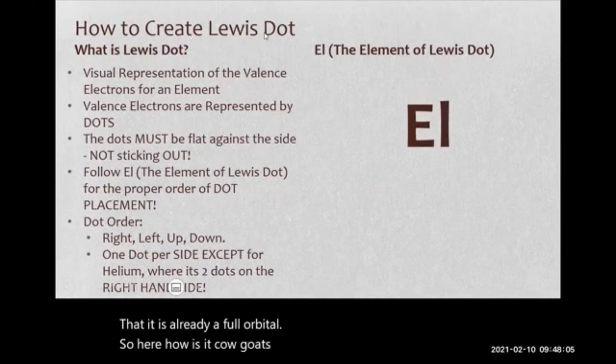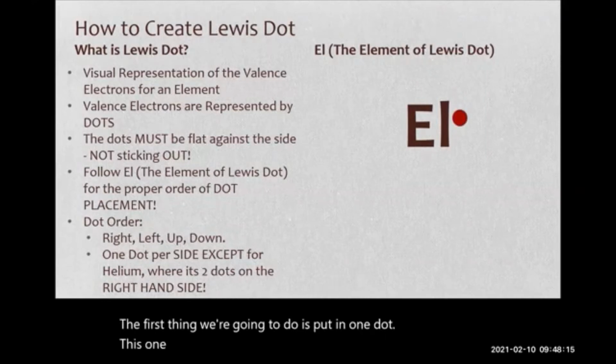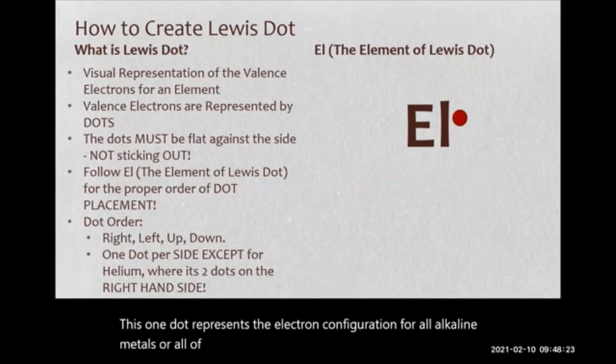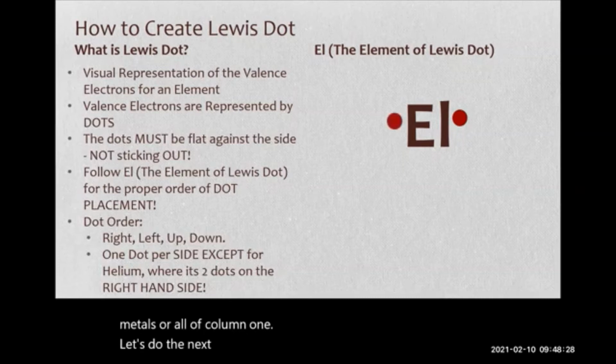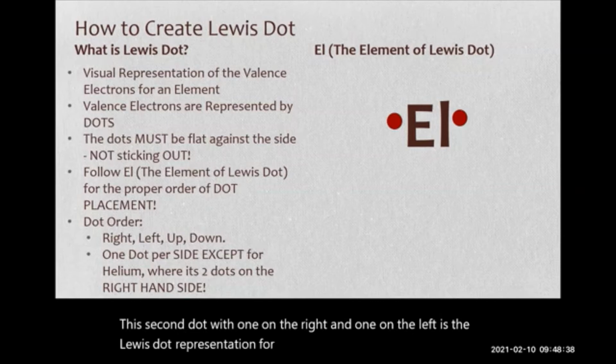So here's how it goes. Here's my fake element L. The first thing we're going to do is put in 1 dot. This 1 dot represents the electron configuration for all alkali metals, or all of column 1. Let's do the next dot. This second dot, with 1 on the right and 1 on the left, is the Lewis dot representation for all alkaline earth metals, or column 2.